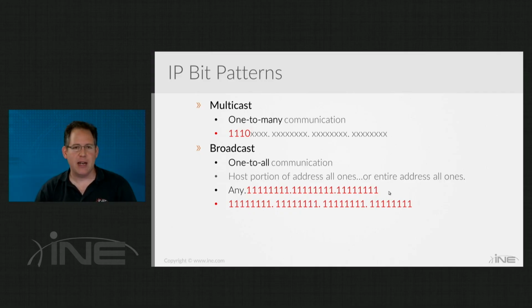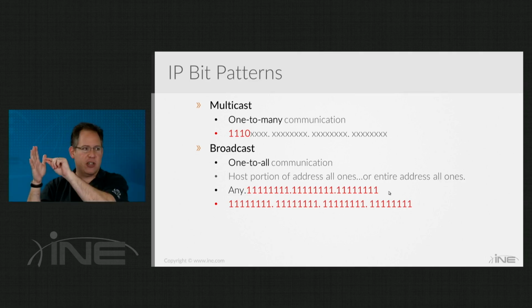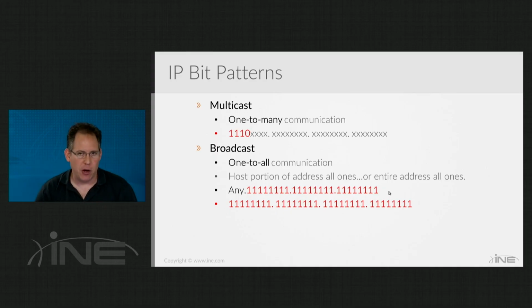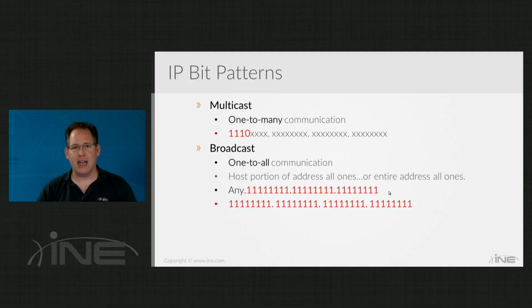The second one down, where the entire 32 bits end to end is just a continuous string of ones, that's what's called a general broadcast. That means it's to pretty much the entire world. Of course, it's not going to go out to the entire world, but that's what a general broadcast is, where the entire 32-bit number is all ones.